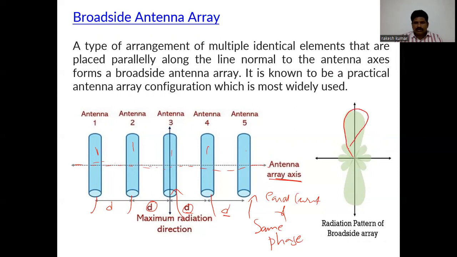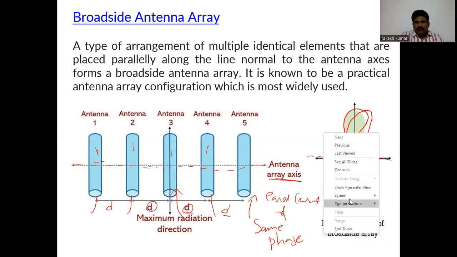This maximum radiation is perpendicular to the axis of the array. So this is our axis of array. How is the maximum radiation? The maximum radiation is perpendicular to the axis of the array. Such a type of arrangement is called a broadside array. How will you get this?